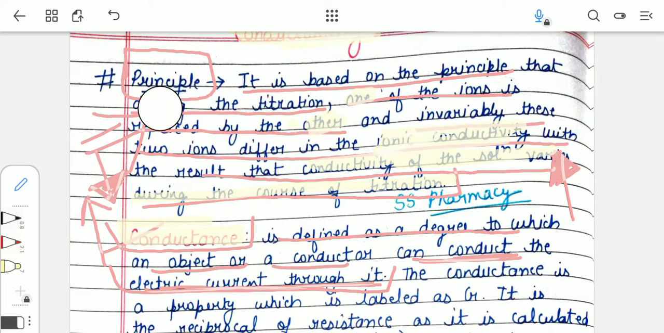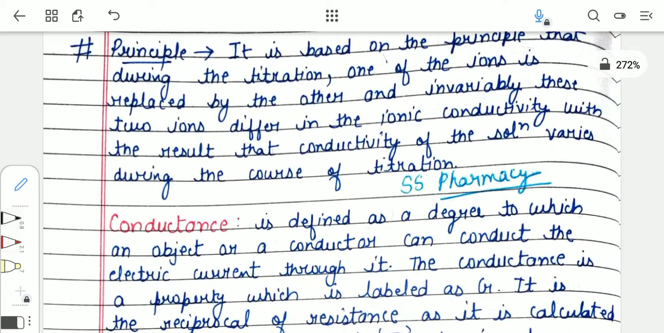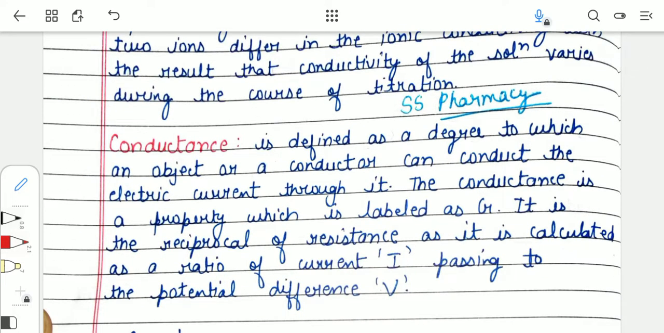Basically, we are talking about conductance, meaning the flow of charges. If any ion has more ionic conductivity, it means more electric current is flowing, and if any ion has lesser conductivity, it means lesser electric current is flowing through that conductor. I hope this simple definition is clear to you. Now let us come back to our conductance part. Conductance is defined as the degree to which an object or conductor can conduct electric current through it.